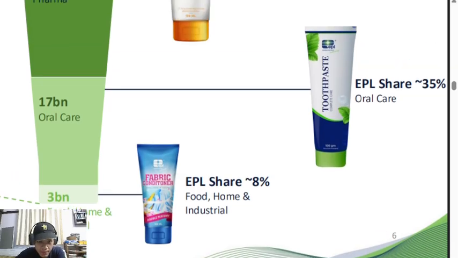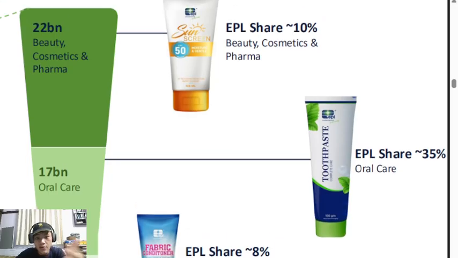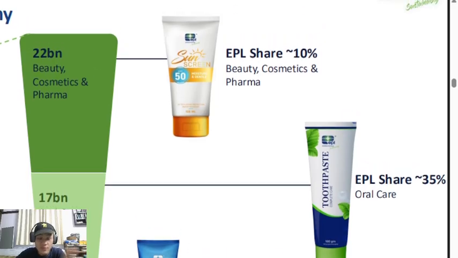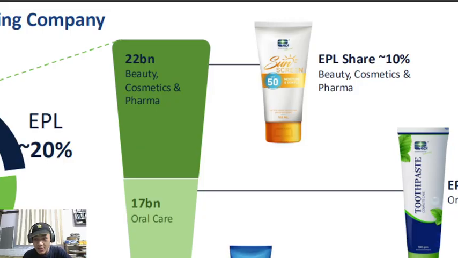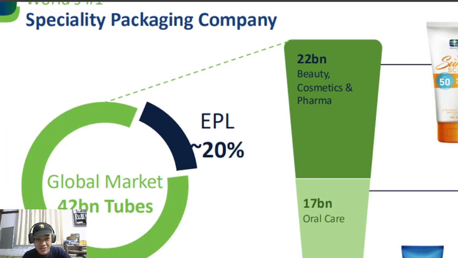So, oral care is the traditional market that they have, and beauty, cosmetics, and pharma, which they call BNC, is the future they're looking at. Now, this was the current position and the market they're operating in. So, it's a specialty packaging market. Then we have the global footprint.